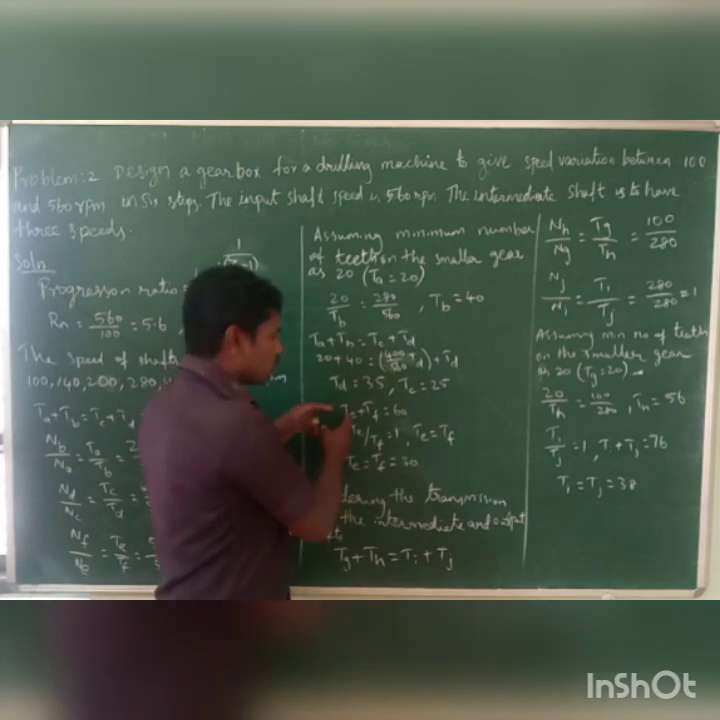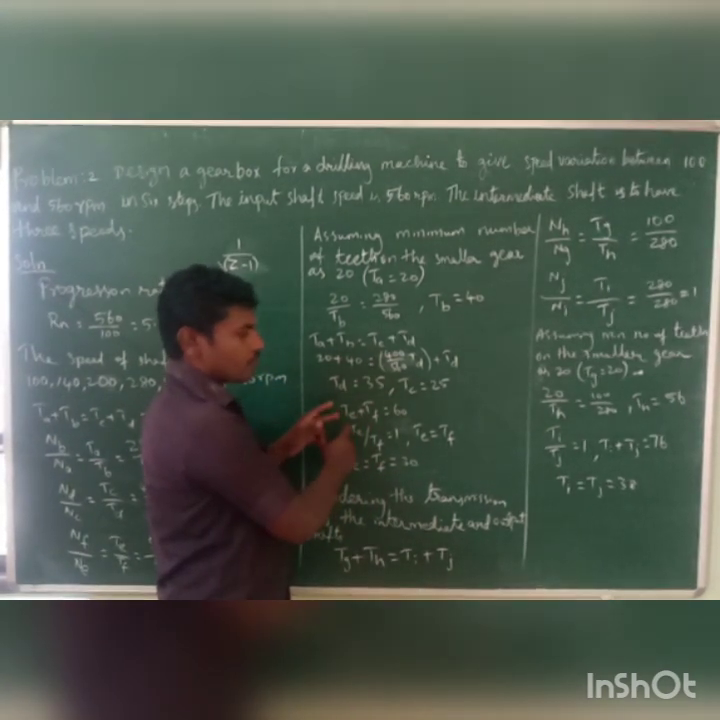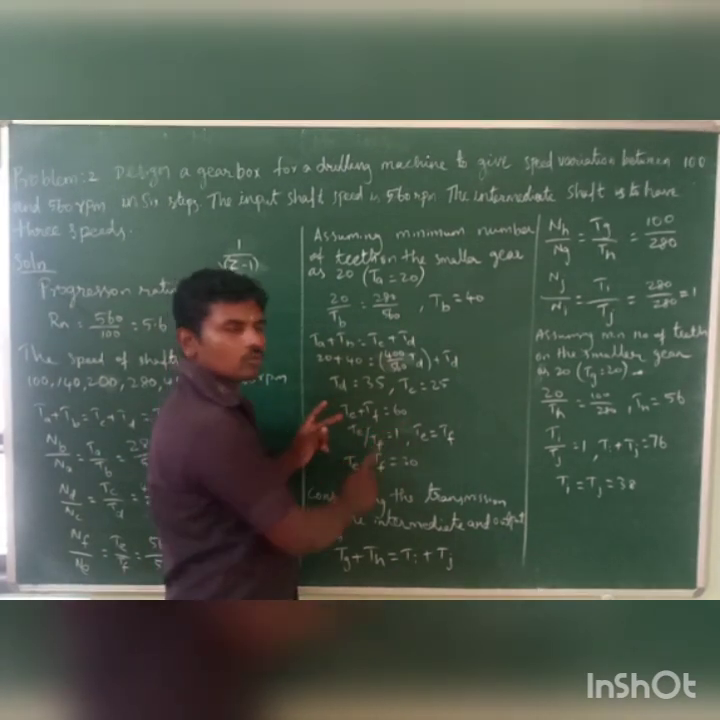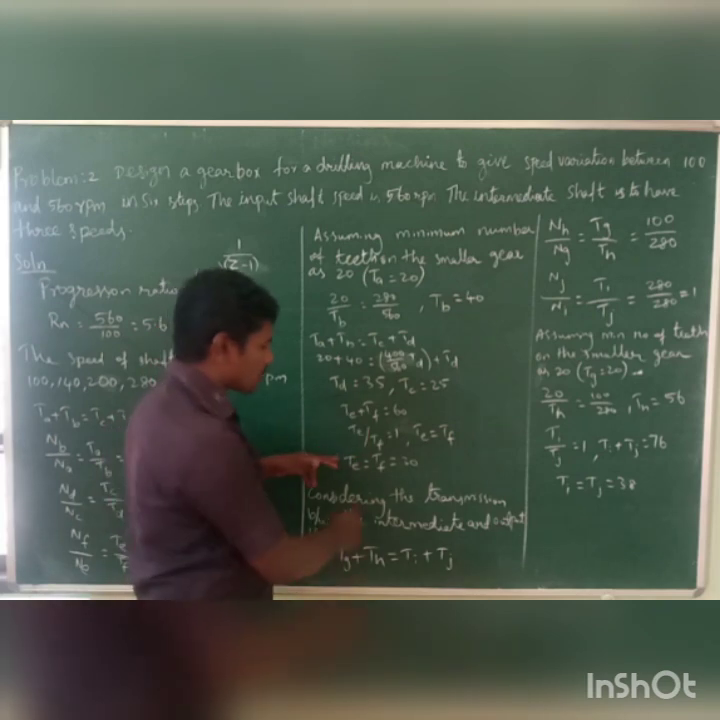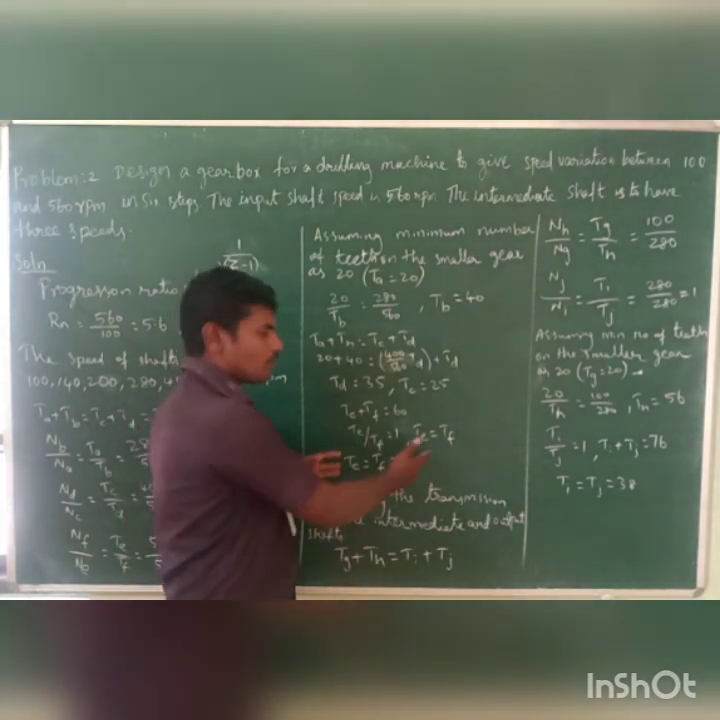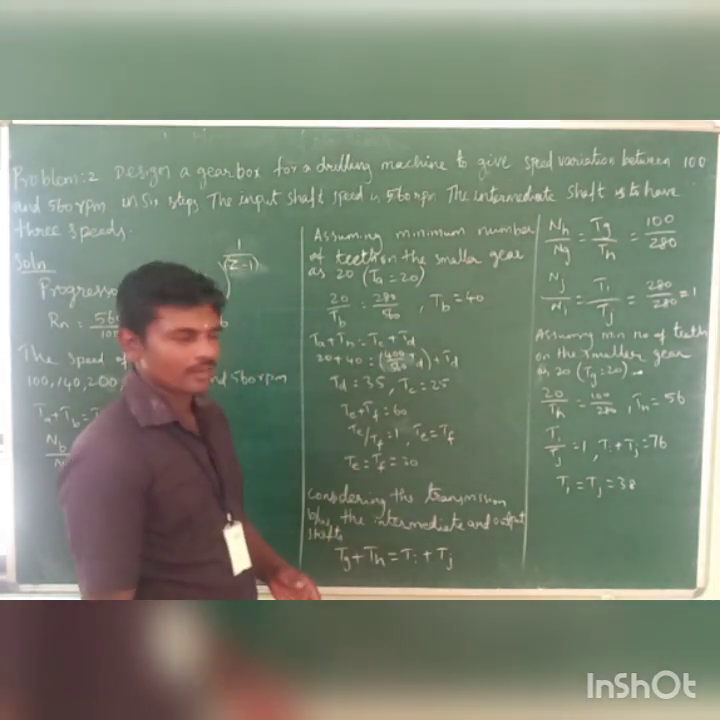So I am going to substitute those values here. Instead of TE, I am going to substitute the TF value. So 2TF equal to 60. So what's the value of TF? 30. The same value will come for TE also. The value will be 30, right?